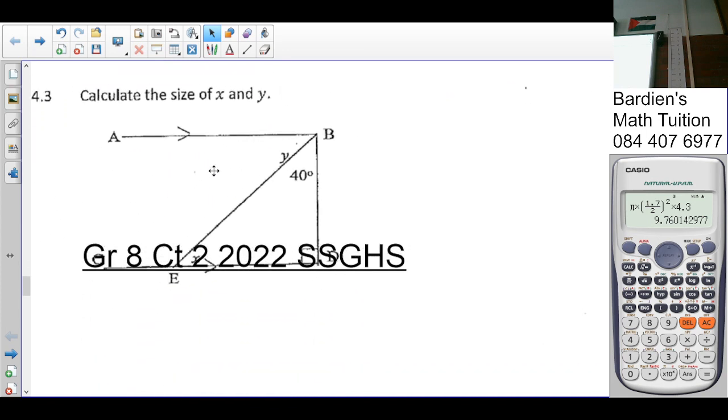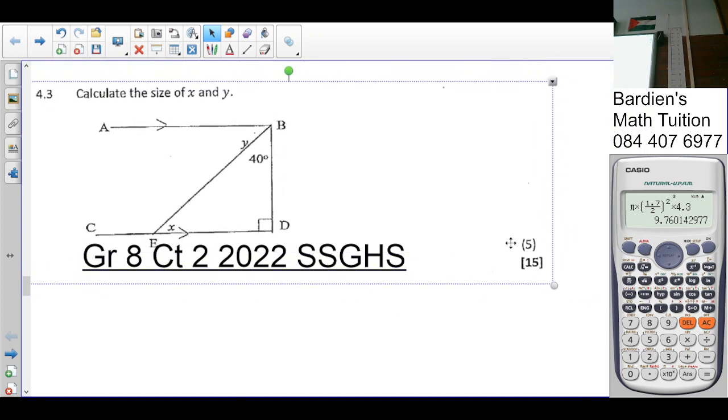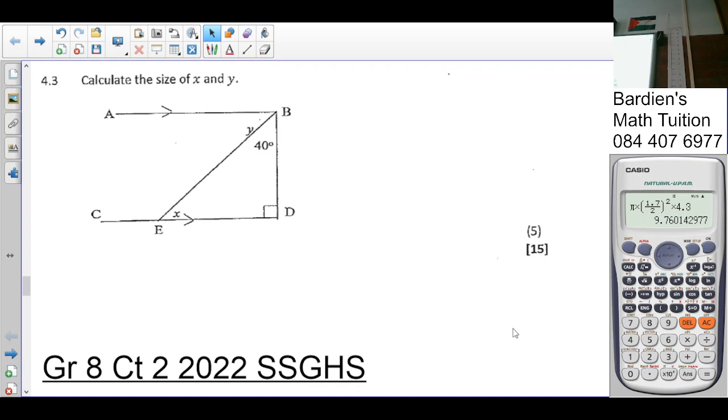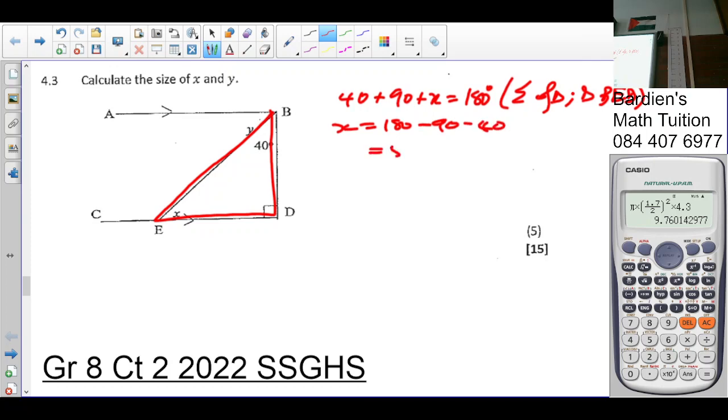4.3. Question 4.3. Calculate the size of x and y. So x, we can go with sum of angles in a triangle here. So we got 40 plus 90 plus x is equal to 180. Why? Sum of angles in a triangle, and it's triangle BED. Okay. So x is equal to 180 minus 90, which is 90, minus 40, which is 50 degrees.